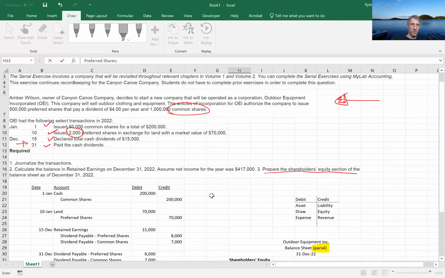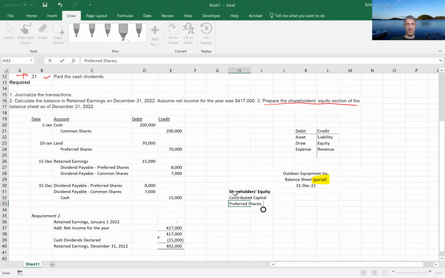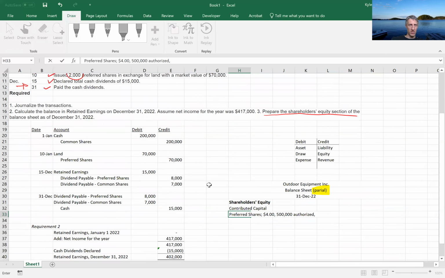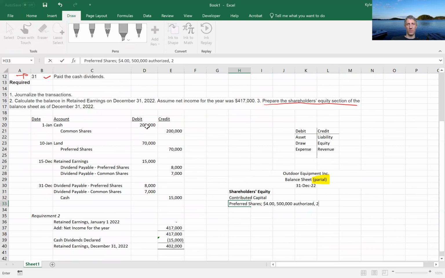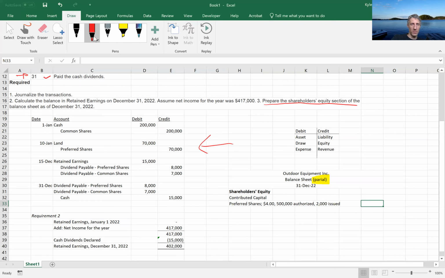And what we're going to do is give the dividend rate, which I believe was $4 per share. Forgot I had the highlighter on. So $4 is the dividend rate. There's 500,000 shares authorized. And how many did they actually issue? It was 2,000 issued. And the amount that they were issued for, if you're recalling, and let me just go to the actual journal entry, is 70,000. Credited equity for preferred shares in the amount of 70,000.